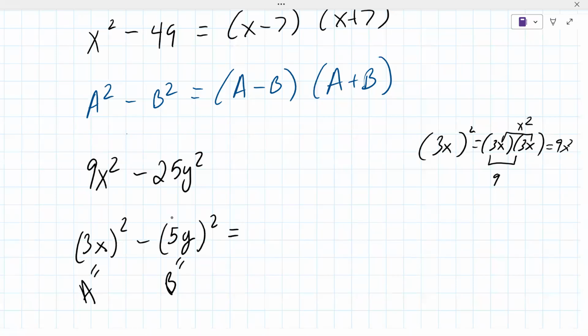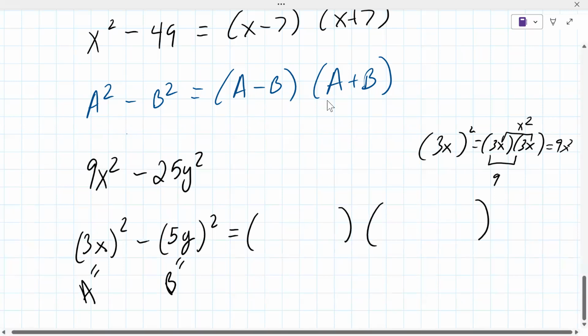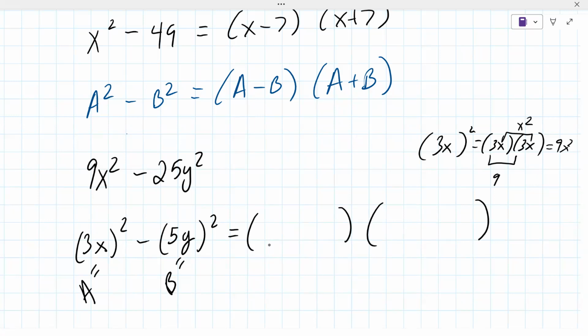So you've just got to follow this format here. A minus B, A plus B. So whatever your A is, whatever your B is, you're just going to replace here. So could you tell me what A minus B becomes in this example? So the 3x minus 5y. Okay, that works.